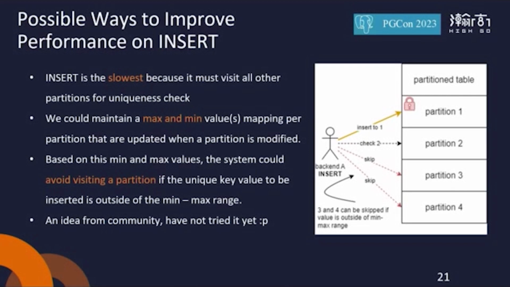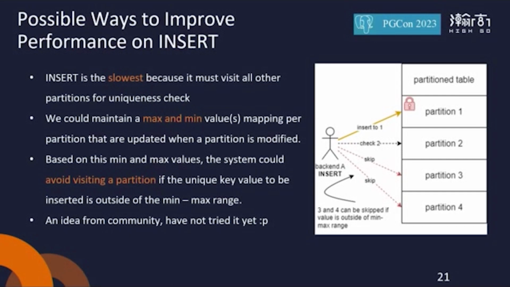Okay, so let's talk about ways to improve. We know insert is slow because it visits every single other partition to try to fetch a duplicate. There was a discussion in the community: we can optimize this if we can reduce the number of partitions to visit. That makes sense, but how can we do that?